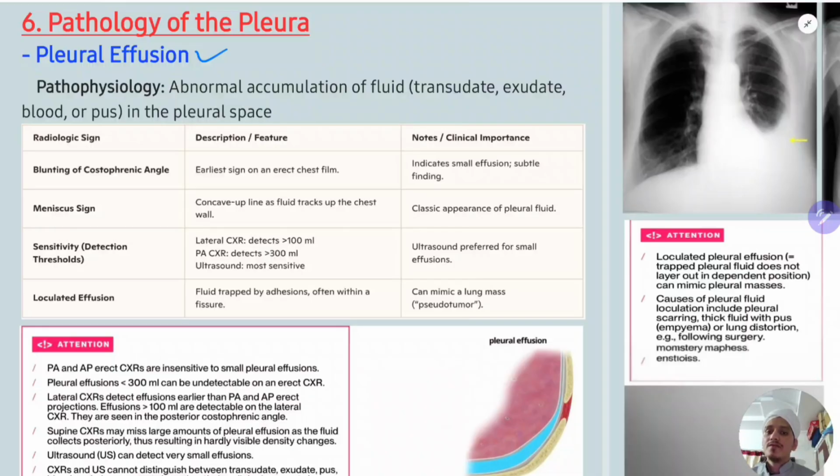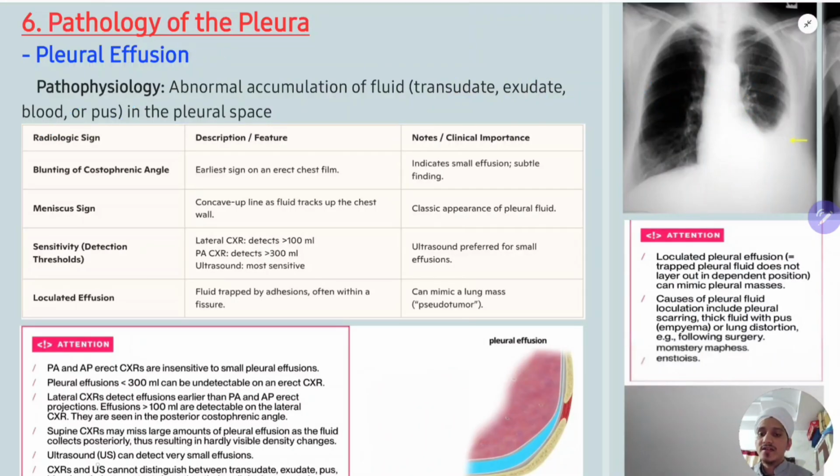Pathophysiology: abnormal accumulation of fluid. It can be a transudate, for example, due to raised venous pressure or hydrostatic pressure or decreased oncotic pressure, or it can be an exudate due to infection, inflammation, accumulation of blood, or accumulation of pus. Blood accumulation is also known as hemothorax, and pus is pyothorax, or empyema. So these are the 4 types of pleural effusion we can see pathophysiologically.